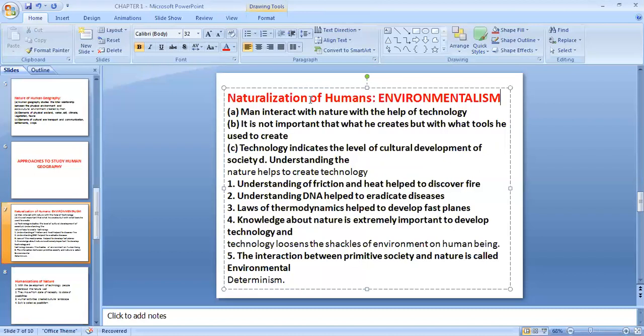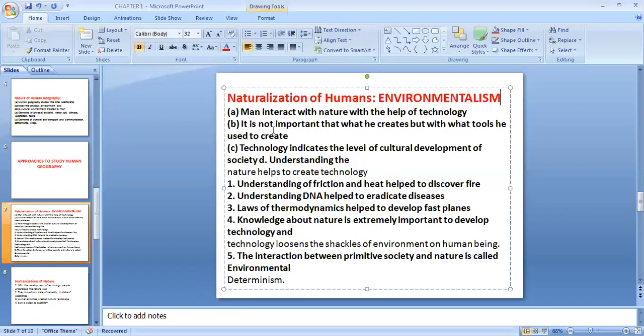Naturalization means it's related to nature, that means it's related to the environment. And naturalization of humans means how humans depend upon nature. Most of the time, man interacts with nature with the help of technology. Yes, it is true. With the help of technology, we are interacting with nature.